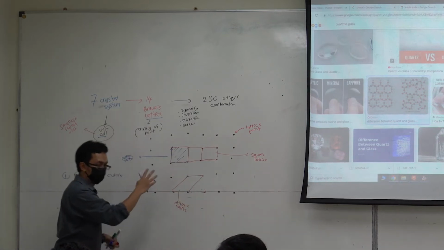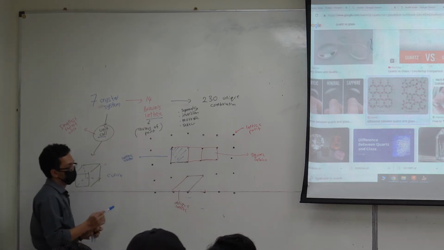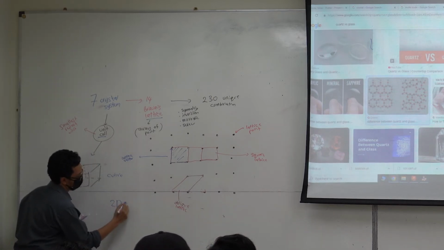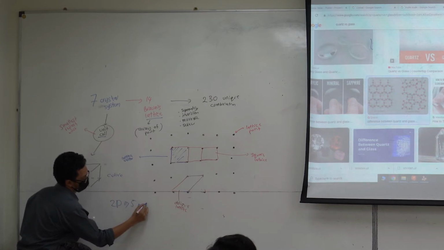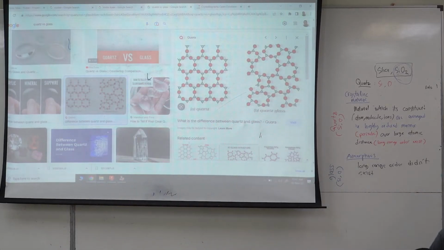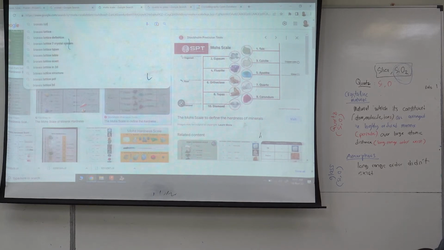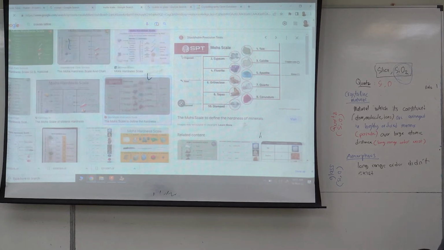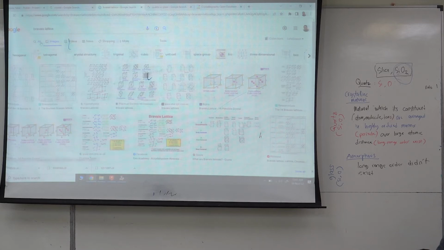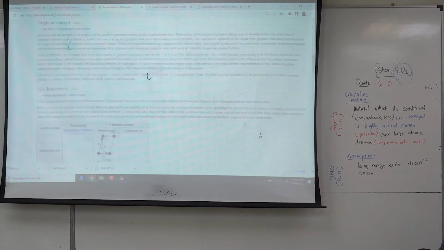In 2 dimensions, there are only 5 possible unit cells. So we can just go to Google. Google Bravais lattice. So we go to Wiki, our friend Wikipedia, our best friend.